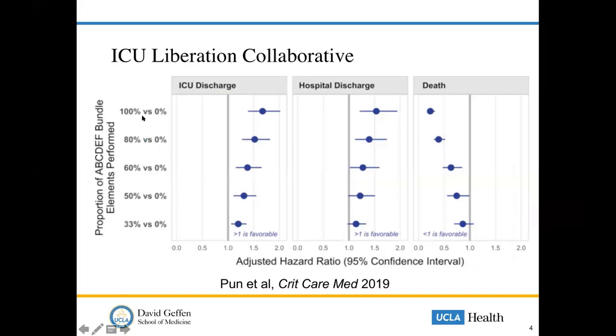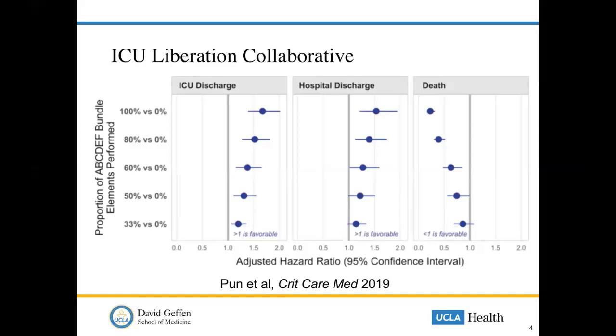They also found, which was interesting, a dose response relationship. The higher the proportion of the ABCDEF bundle that you were able to implement, the more elements in that bundle, the greater the improvement in outcomes, including ICU discharge, hospital discharge, and decreased mortality. Ideally, you of course want to implement all of these, but as I said before, this is laborious and involves your whole team. Even if you're able to implement or optimize some of them, that can be beneficial. But the goal is to implement the entire bundle, of course.